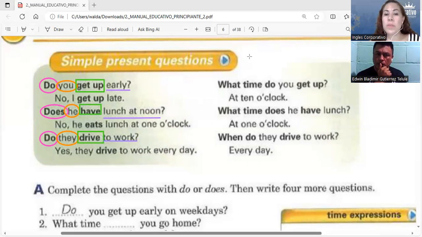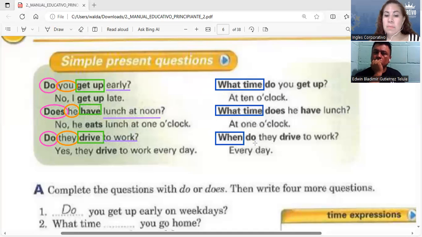Now, we also have WH question words. So we have what time? When? And we always use do or does. I'm going to change the color. So it's always going to be do or does. We're always going to use the same structure, and it's going to depend on the subject.